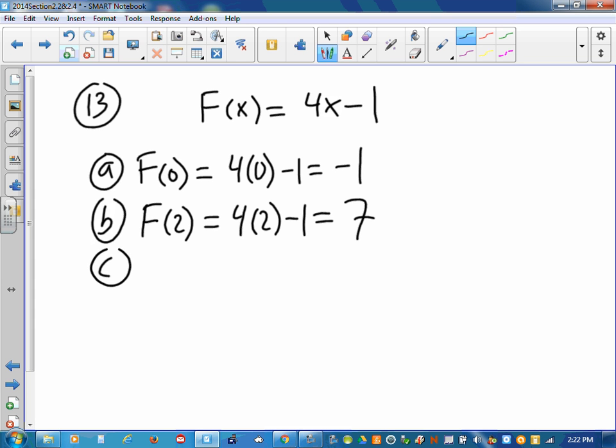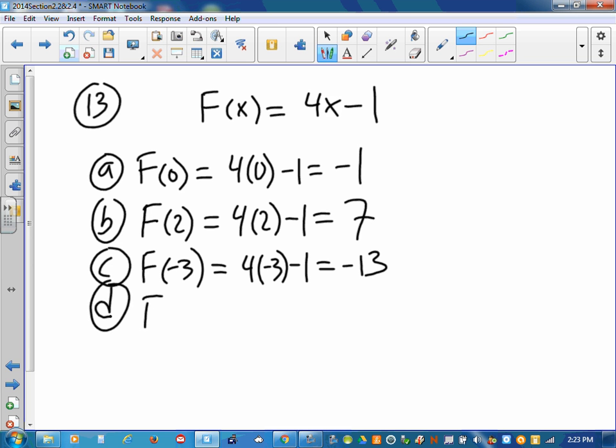Then c. You put in negative 3. So negative 3 would be 4 times negative 3 minus 1. That's negative 12 minus 1 more is negative 13. And then you can put anything into a function, like you can put another variable or constant into the function. So this is putting c in. F of c is equal to 4 times c minus 1, and you can't simplify that.